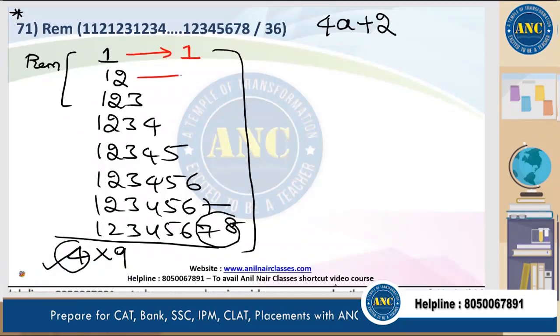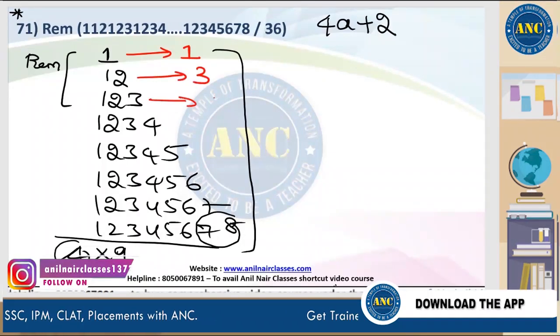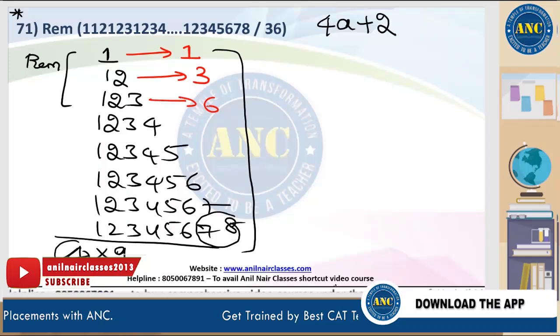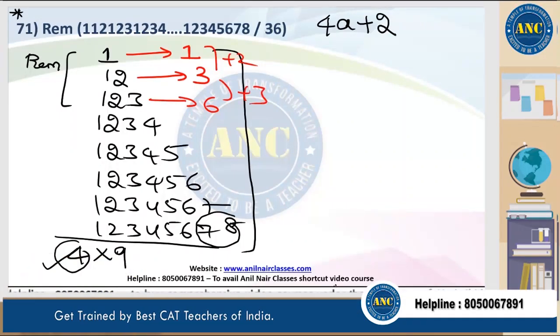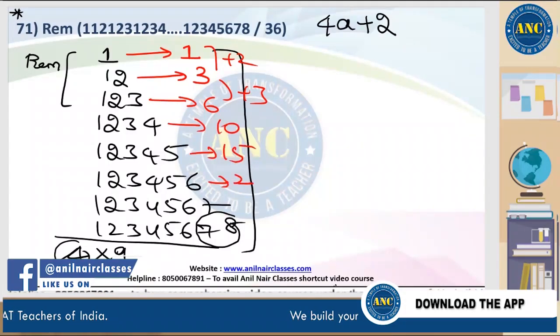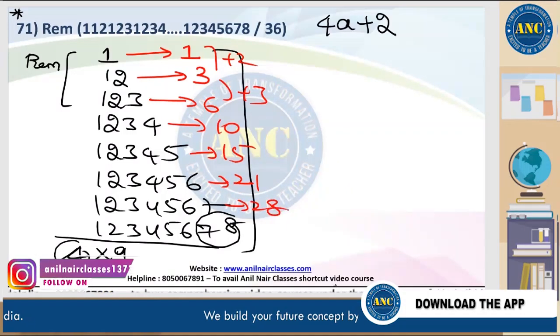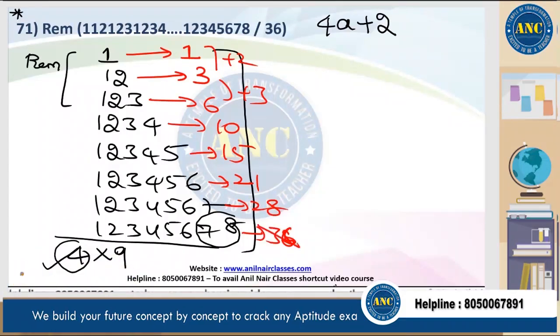Now you will understand. 1. What is 1 plus 2? 3. What is 1 plus 2 plus 3? 6. Here 2 increases, here 3 increases, here 4 increases, 5 increases, 6 increases, 7 increases, 8 increases. Are you all with me? 36 is 9, perfectly divisible.